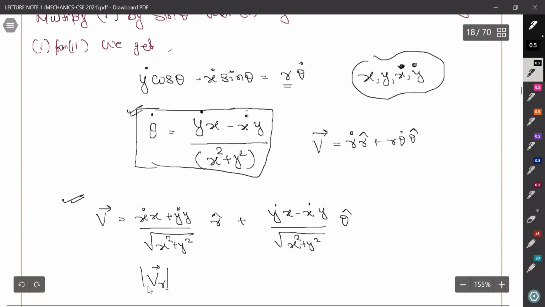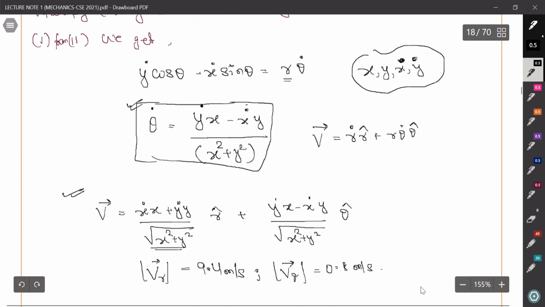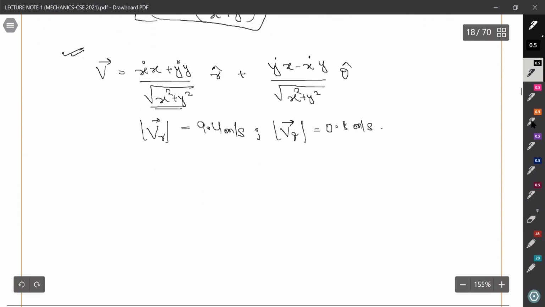Okay, you can easily put the values of x and x dot, and I have the answer. We will get vr, and it will come out 9.4 meter per second. So you need to check these values, and v theta will become 0.8 meter per second. So you need to check this value clearly.